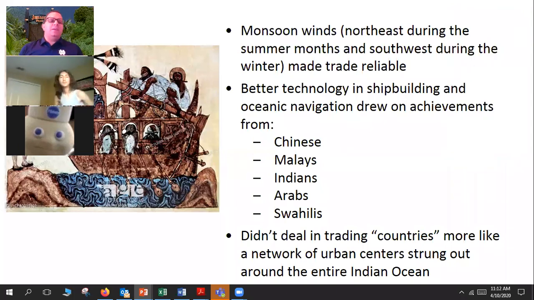Now, that means that because this happens the same way every year, we know when it's monsoon season, even today. Because these wind patterns are so predictable, what that means is that trade could also become extremely predictable.